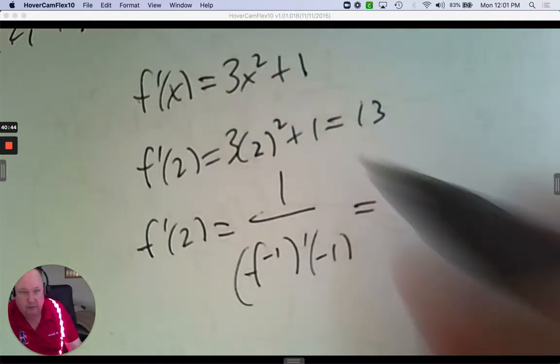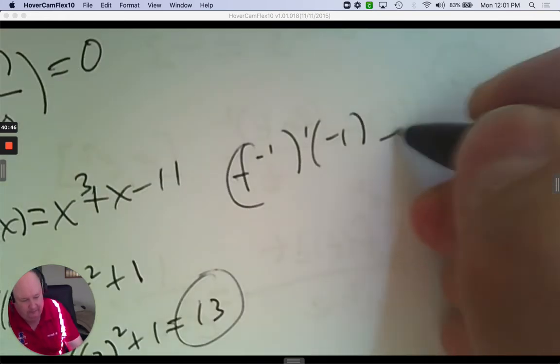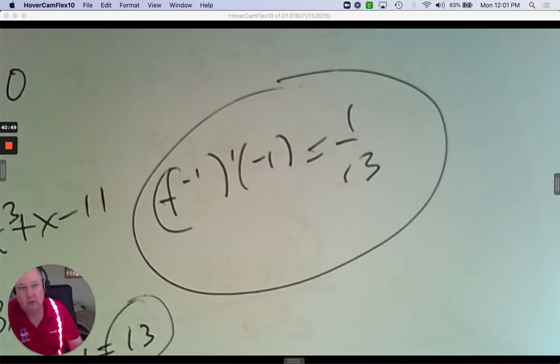So these are reciprocals. So what I'm looking for is the reciprocal of that, and you have your answer. It's 1 over 13.